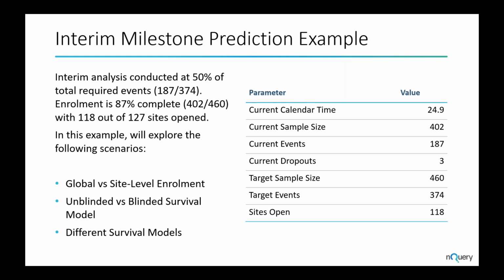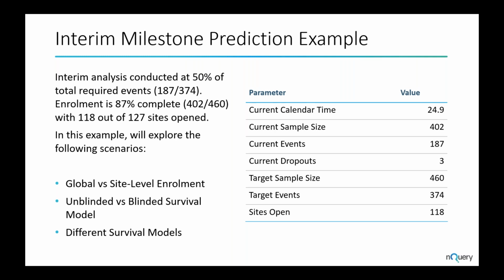They've calculated that the trial will need a total sample size of 460, and at the time of this interim analysis, 402 or 87% of these have been enrolled. And the patients are coming from a total of 127 sites, which are available to use for recruitment, but currently only 118 of these are open. So there's still an additional 9 sites available to open should we need them.